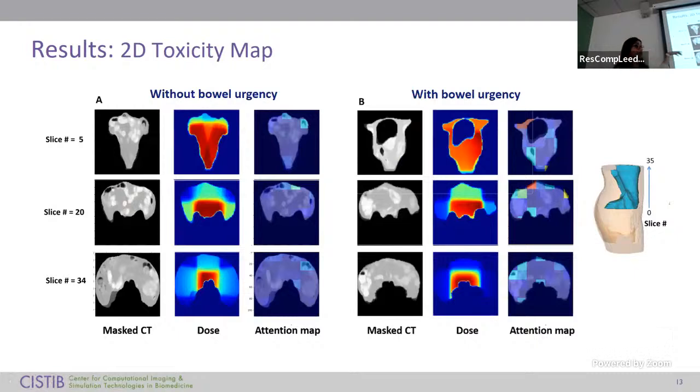To see this in 2D, we plotted them from slice number 5 to 34, from bottom to top of the bowel bag. And again, when there is no bowel toxicity, you see that this is the attention map generated by our network. There is no red cube or attention. But for a patient with bowel agency, you see some red cubes on the anterior or right side of the bowel bag here.